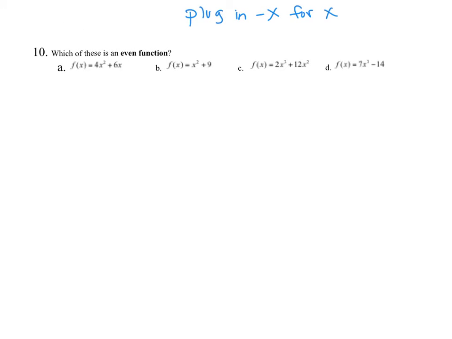So let's go ahead and write some of the things that you need to know. So even, if you plug in -x and it comes out even, it comes out the same, then it's going to be even. So even is same. Odd is going to be opposite.